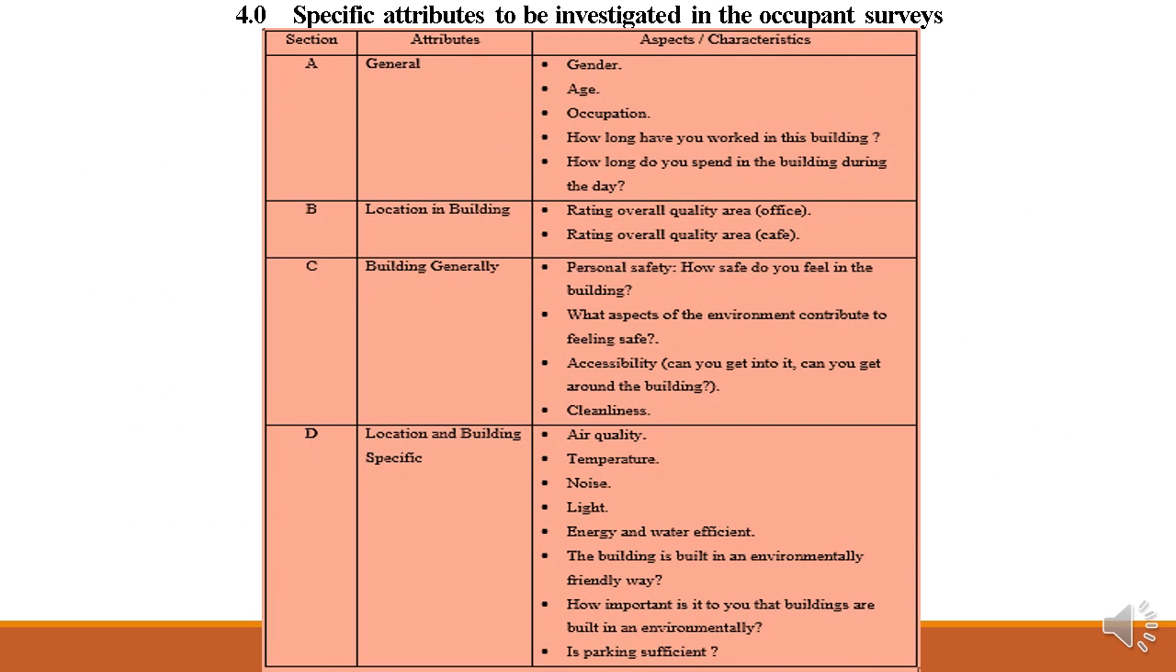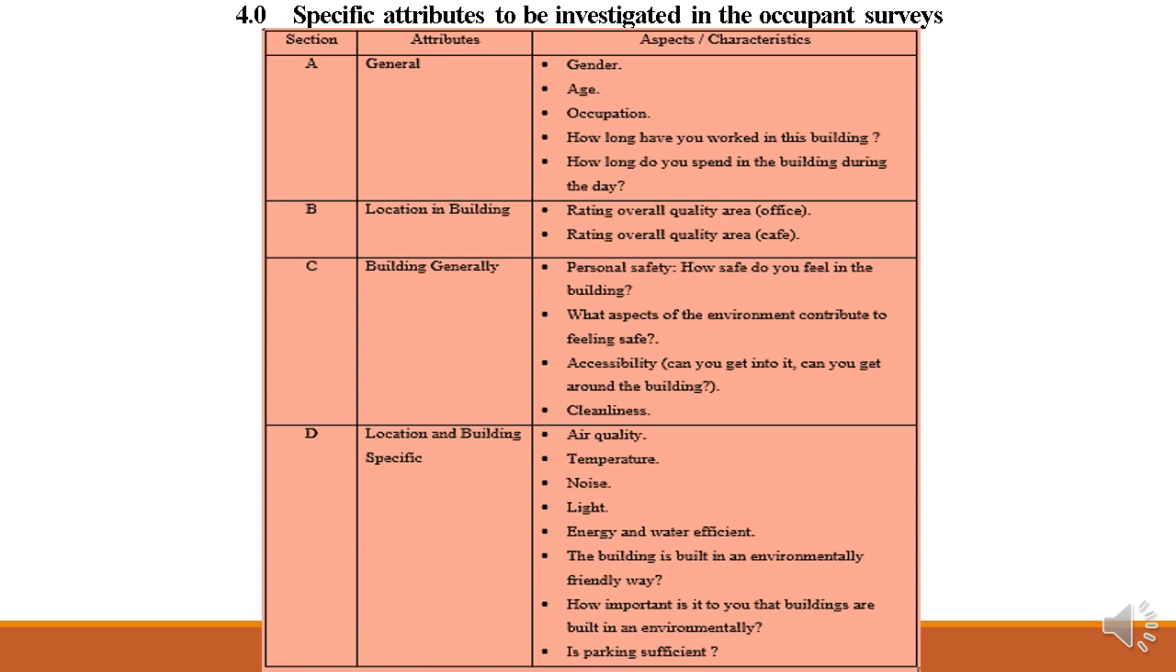Specific attributes to be investigated in the occupant surveys. Section A. Attribute: general, aspect and characteristic. Gender, age, occupation. How long have you worked in this building? How long do you spend in the building during the day? Section B. Attribute: location in building. Aspect: rating overall quality, area office, and rating overall quality, area cafe.